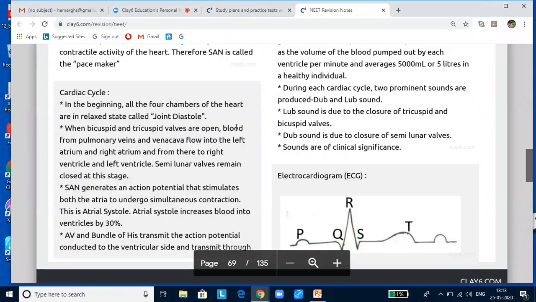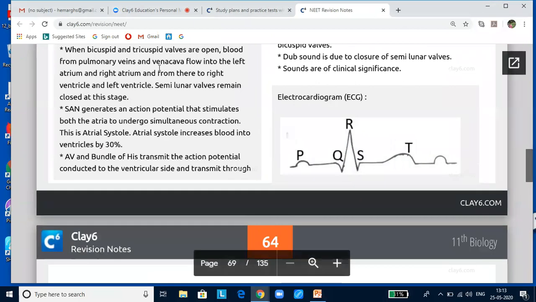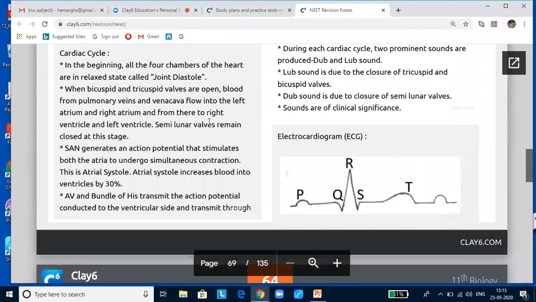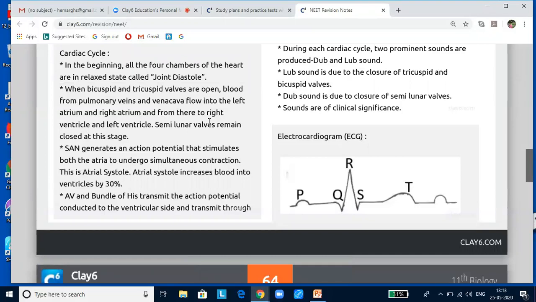Now in the beginning, all the four chambers of the heart, if you look at it, are in a relaxed state, that is joint diastole. The bicuspid and tricuspid valves open and blood from pulmonary veins and vena cava flow into the left and the right ventricle respectively through the left atria. SAN now generates action potential leading to atrial systole.